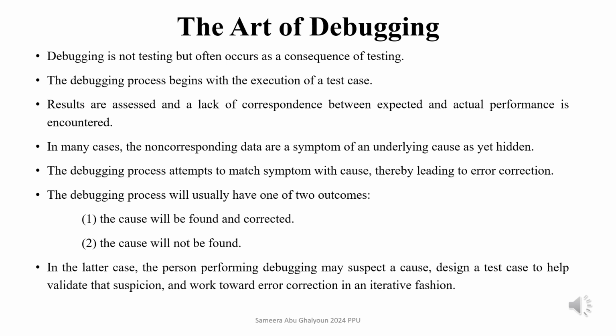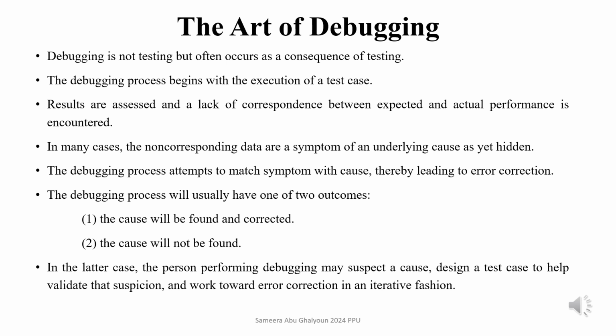Debugging is not testing, but often occurs as a consequence of testing. The debugging process begins with the execution of a test case. Results are assessed and a lack of correspondence between expected and actual performance is encountered. In many cases, the non-corresponding data are a symptom of an underlying cause as yet hidden. The debugging process attempts to match symptom with cause, thereby leading to error correction.